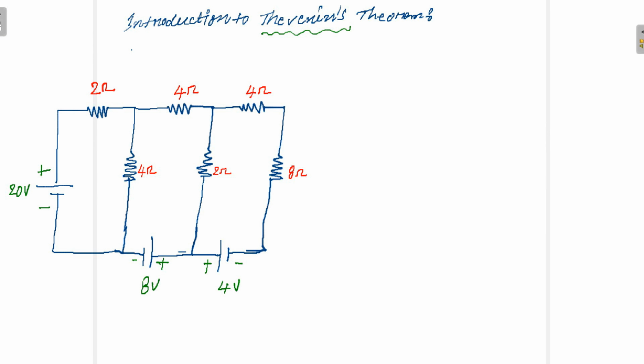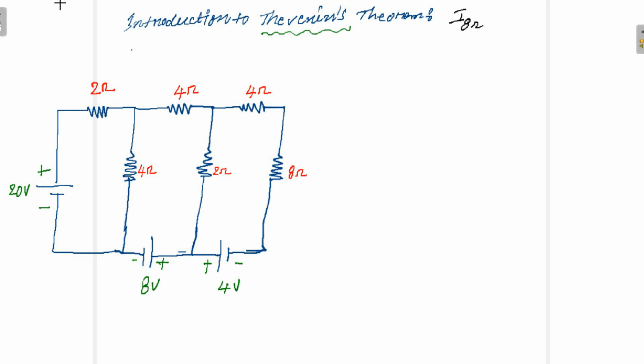Here our aim is to find the current through this 8 ohms resistor. So initially we are trying to find it with the help of basic concepts. What are the basic laws we have? That is Kirchhoff voltage law and Kirchhoff current law. So first we are trying to analyze the same circuit with basic laws.